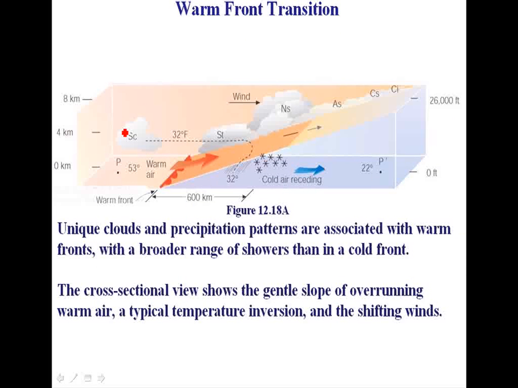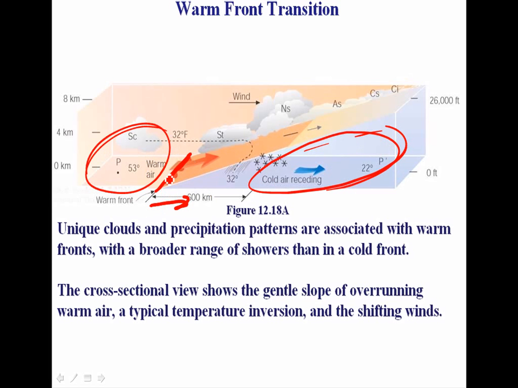In fact, if we take a cross-section of the atmosphere, just like we did with the cold front, this is the warm front right here. It's moving from left to right. Notice that we have cool air out ahead of the warm front, warm air back behind the warm front, and notice that this warm air is riding up and over the cooler, more dense air. And so the air begins to rise.